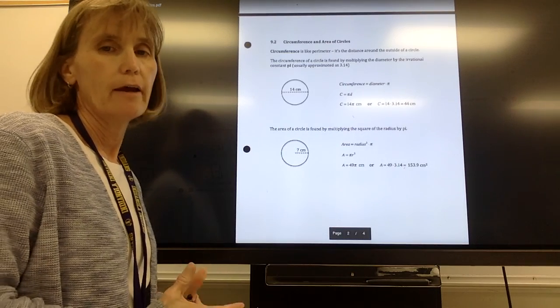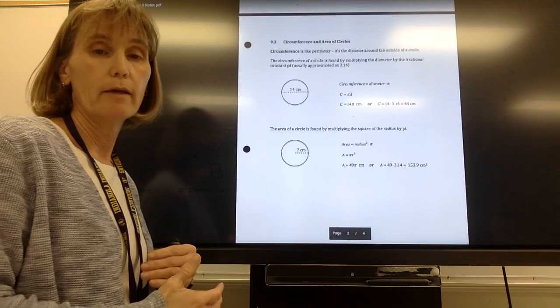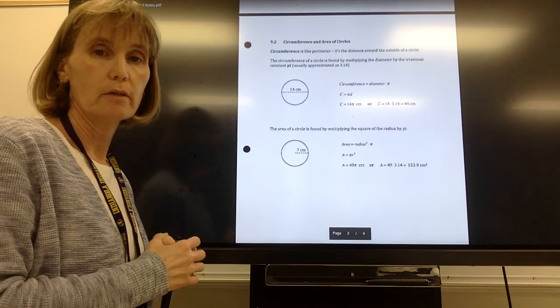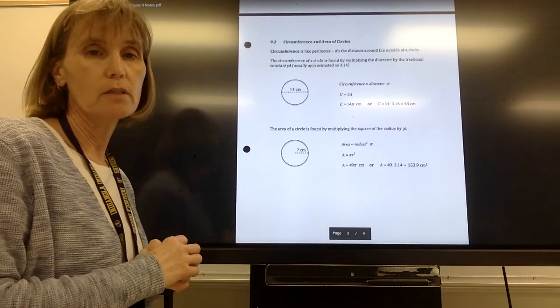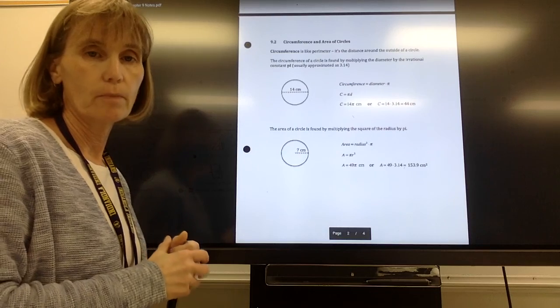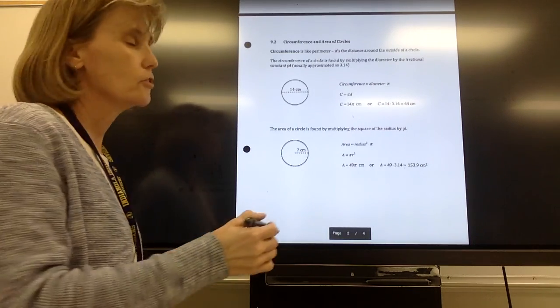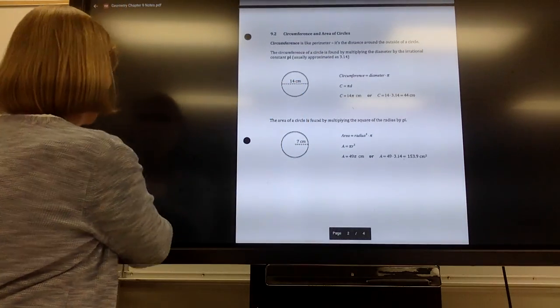So now that we've looked at the area and the perimeter of a triangle and different quadrilaterals, we're now going to look at what a circle is, what we can calculate with a circle. We're going to calculate the circumference and the area of a circle. Okay, now the circumference is really just like the perimeter. The circumference is the distance around the outside of the circle.